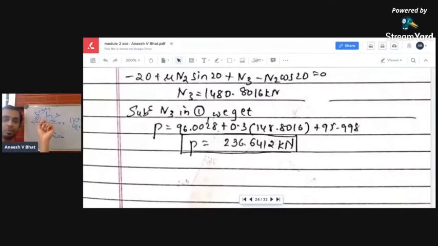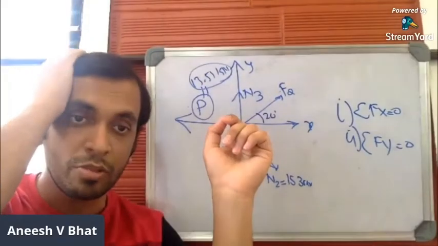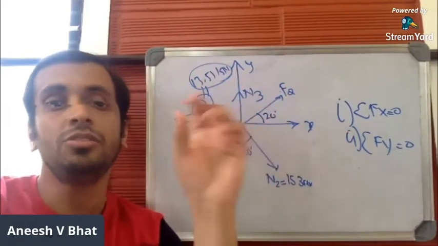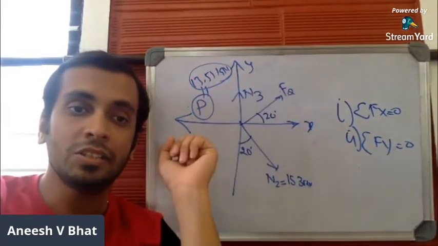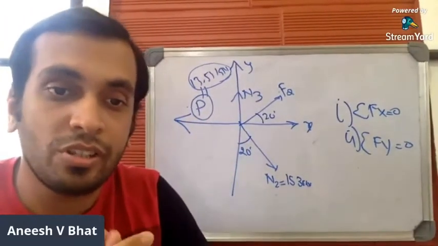So this is the second problem. Go through these two problems as far as wedge friction is concerned. You have some other problems which are solved in the notes. You can go through those problems as well. So let us continue with ladder friction in the next video session. Thank you.